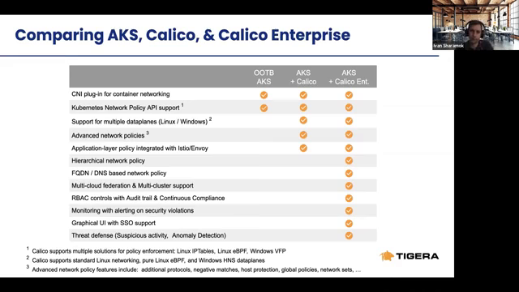There are RBAC controls, audit trails, and continuous compliance reports that are part of Calico Enterprise. Monitoring and alerting capabilities, single sign-on for the Enterprise Manager UI, and threat defense capabilities. And these are only some of the features of Calico Enterprise. For the full list, you can go to the website and take a look at all the capabilities that are there.